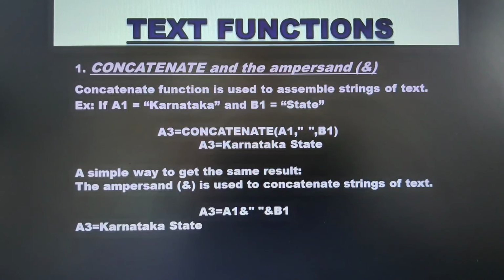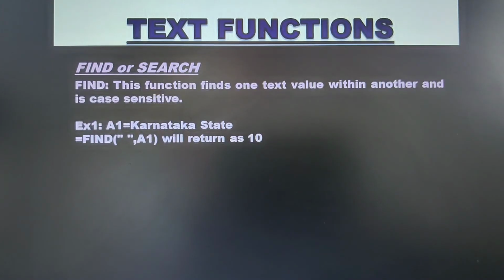Moving on to the next text functions, that is find and search. Here we have the find function first. This function finds one text value within another, and it's case sensitive. That means it finds a text within another text. I have a text here as Karnataka state. Within this text, I want to find a text that is a blank space. Here it is treating the blank space as a text. So I want to find out at what position the blank space is.